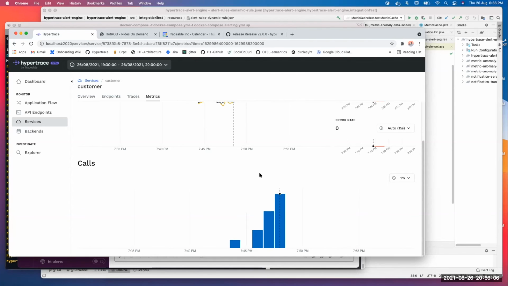So yeah, that's it, I think. More enhancements will continue to come in the alerting feature. And of course, all of the platform will come together in this way.